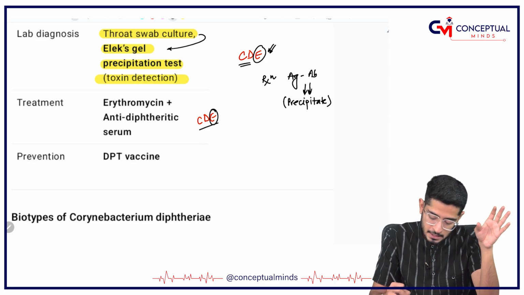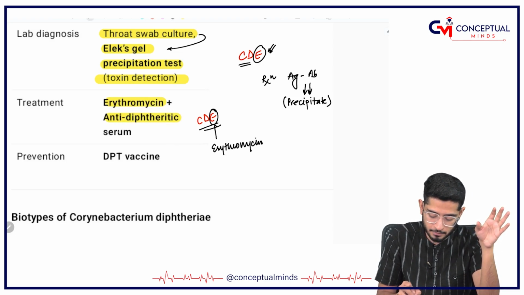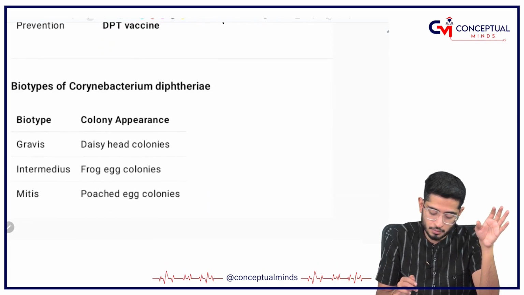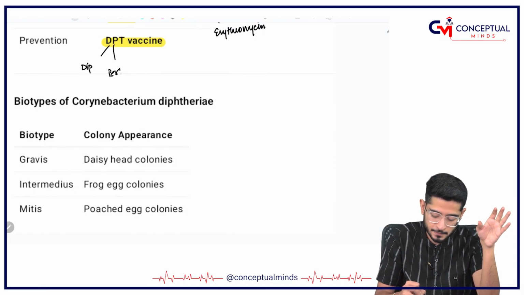Coming on to treatment, again CDE is important. Erythromycin is the drug which is given for diphtheria, and also the anti-diphtherial serum can be given. For prevention, you give the DPT vaccine, where D means diphtheria, P for pertussis, and T for tetanus.